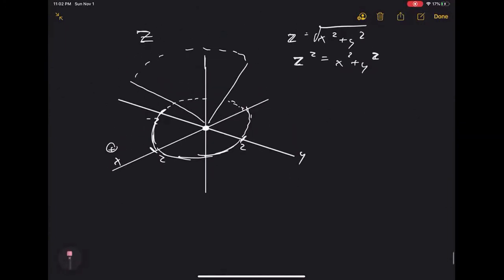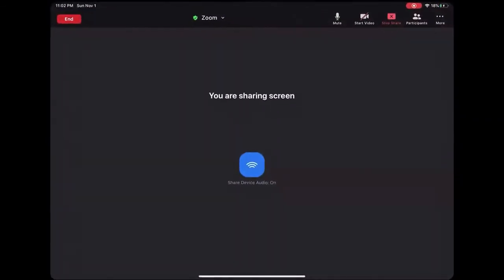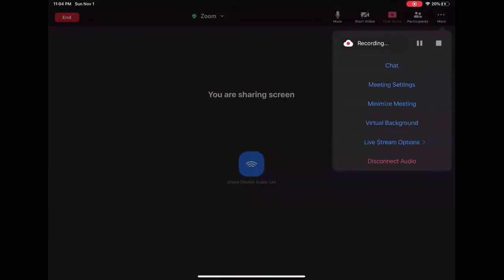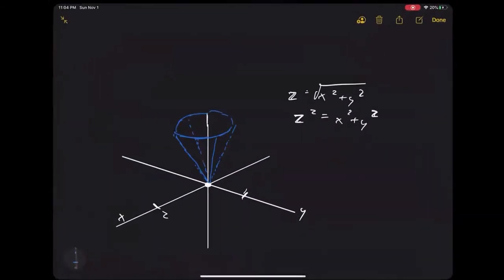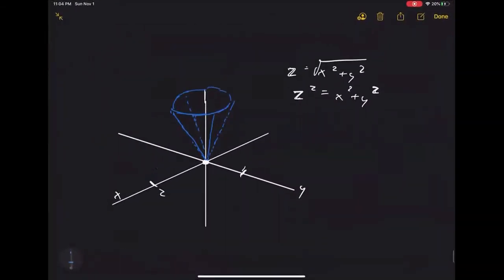So let me pause the recording and see if I can clean up this picture a bit. Okay, so I think I've cleaned up my drawing. It was about as much as I can. So let's see, this curve should be our blue surface that you see on our page. So we have this kind of cone.